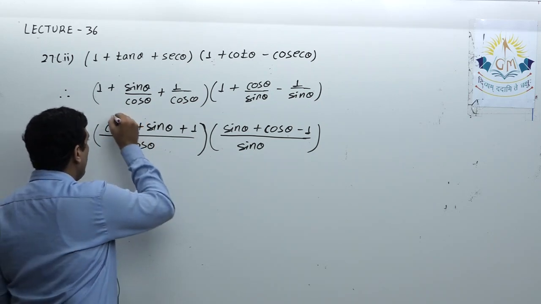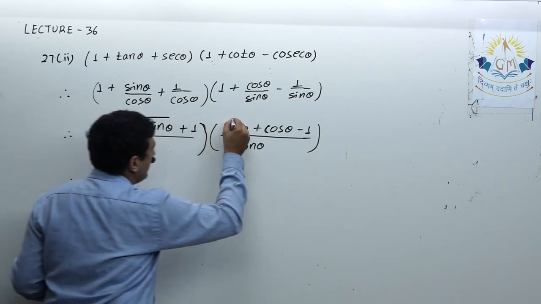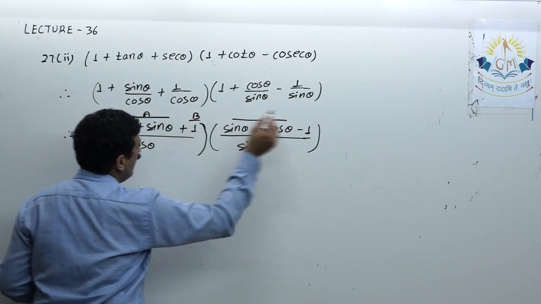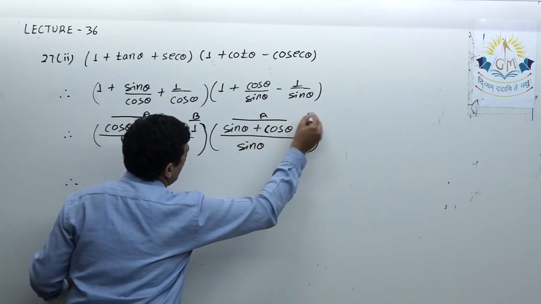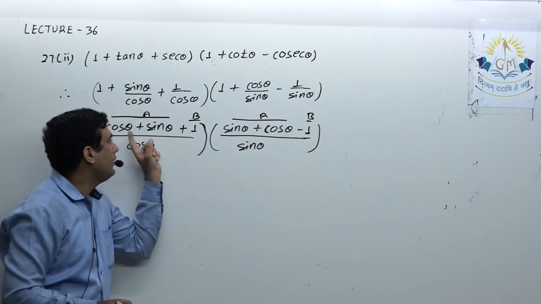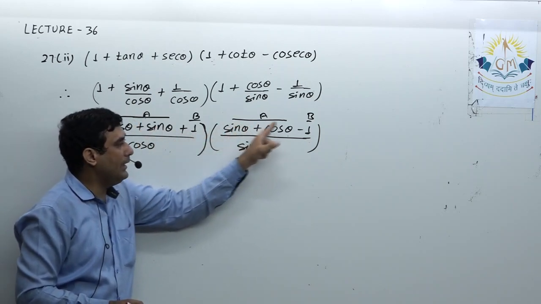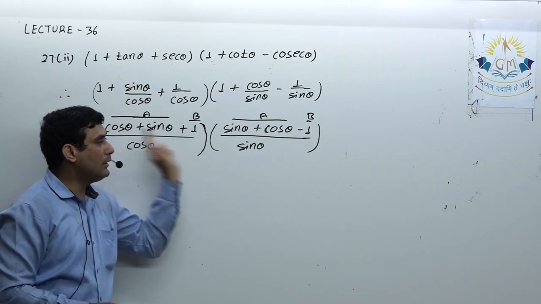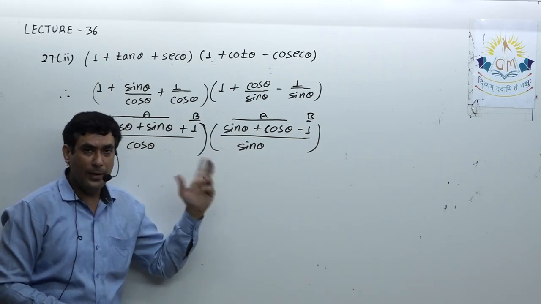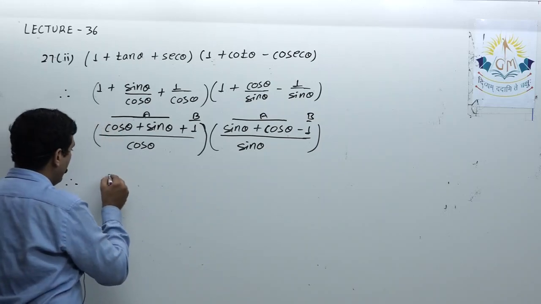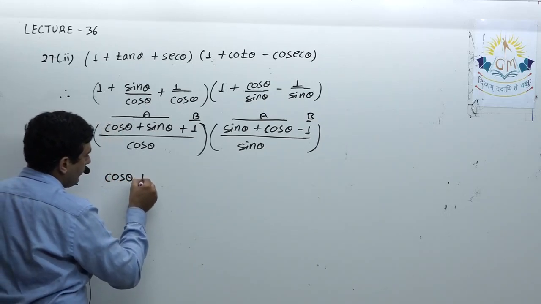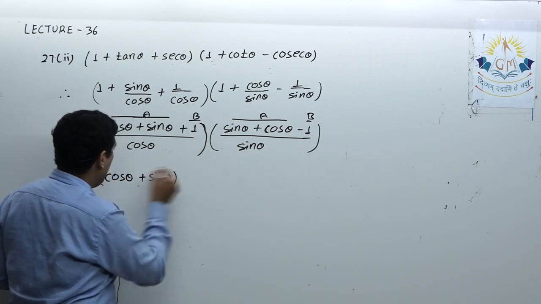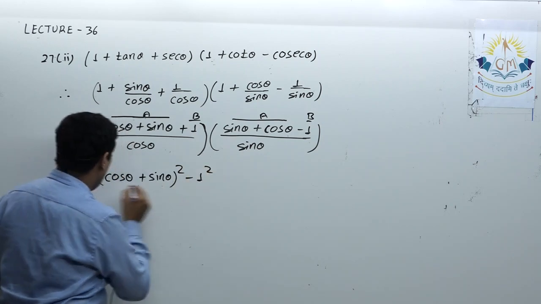See, if common, that means sin theta plus cos theta. So if I consider this as A, this will be B, and here this as A, this will be B. That means here I can apply the identity of A plus B, A minus B. If you are not getting this identity, then you have to multiply term by term, and that will definitely take some extra time. So here I am applying the identity, and so I get sin theta plus cos theta plus sin theta whole square minus 1 square.